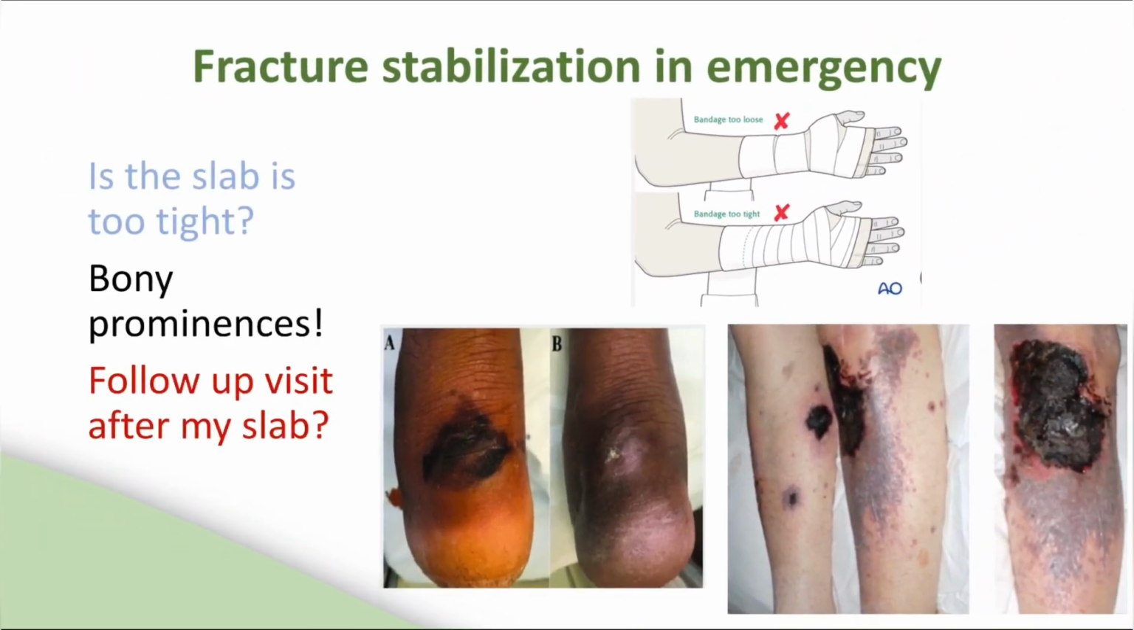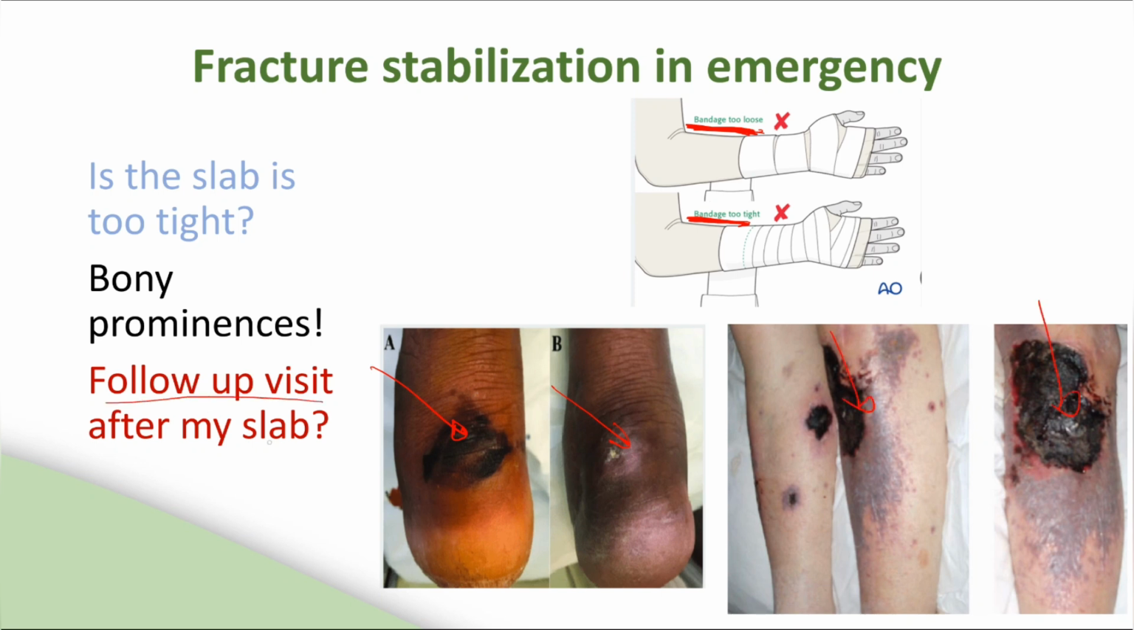When you put the bandage on the patient, it should not be too loose and it should not be too tight. If it is too loose, the fracture will not heal appropriately. If it is too tight, it leads to damage and necrosis of the tissues on the bony prominence, and leads to these complications.